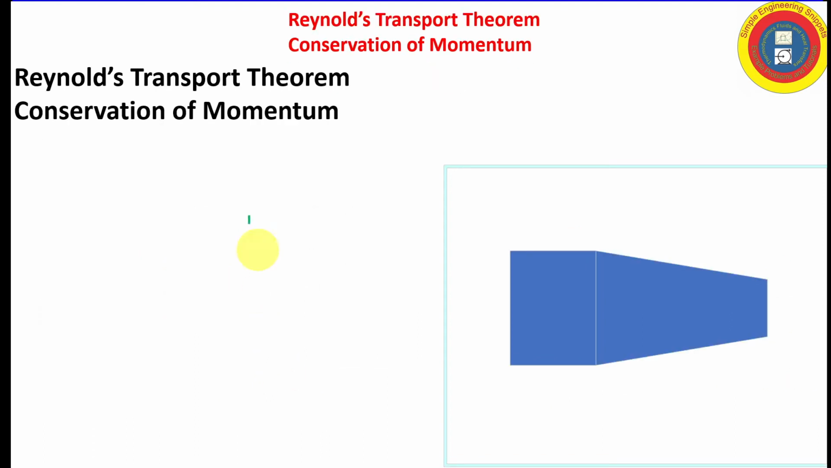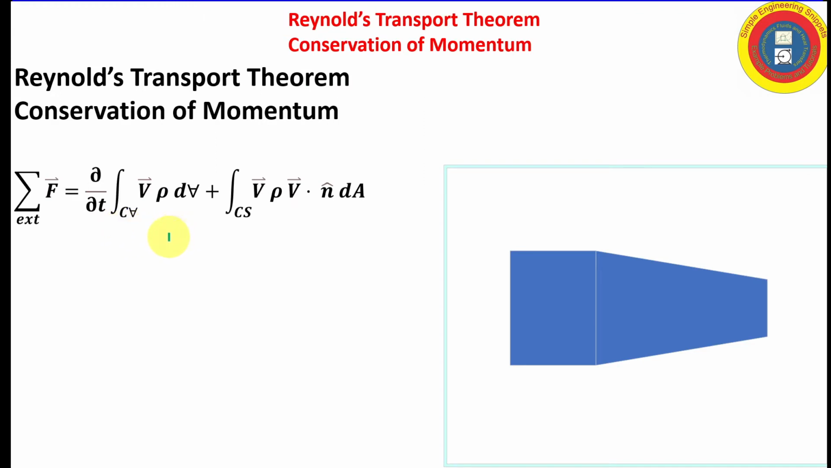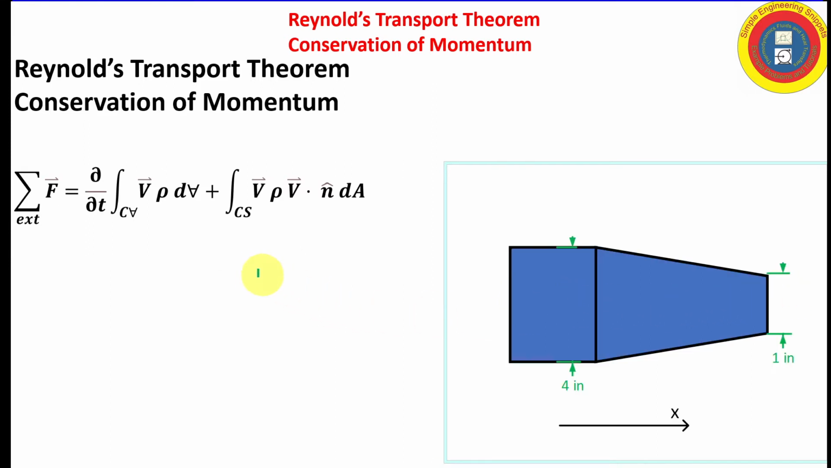All right, so Reynolds transport theorem is the tool that we are going to apply to conservation of momentum to get the following relationship. This is the conservation of momentum applied to a control volume. This is F equals ma, and it is a vector equation, so it's always good to define our coordinates. We're going to take plus x to the right, and the flow is going into the nozzle from left to right. We also have the dimensions of the nozzle in both inches and centimeters.